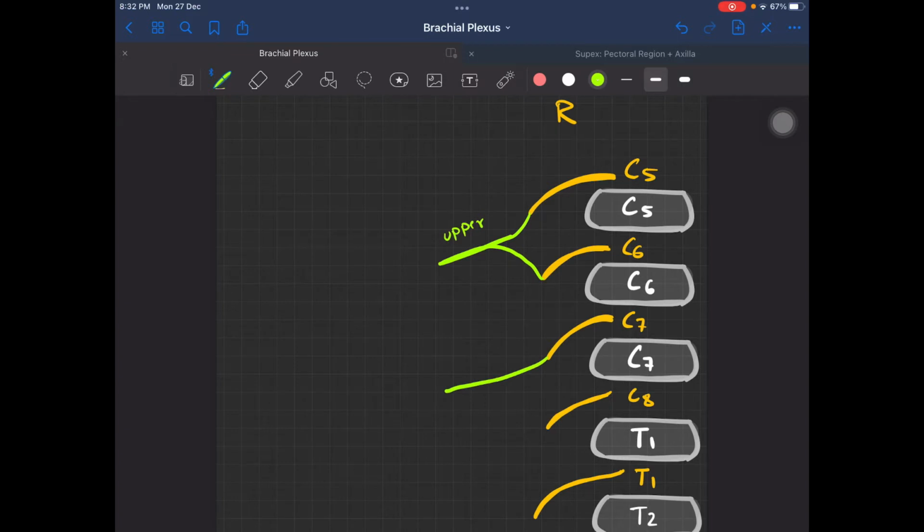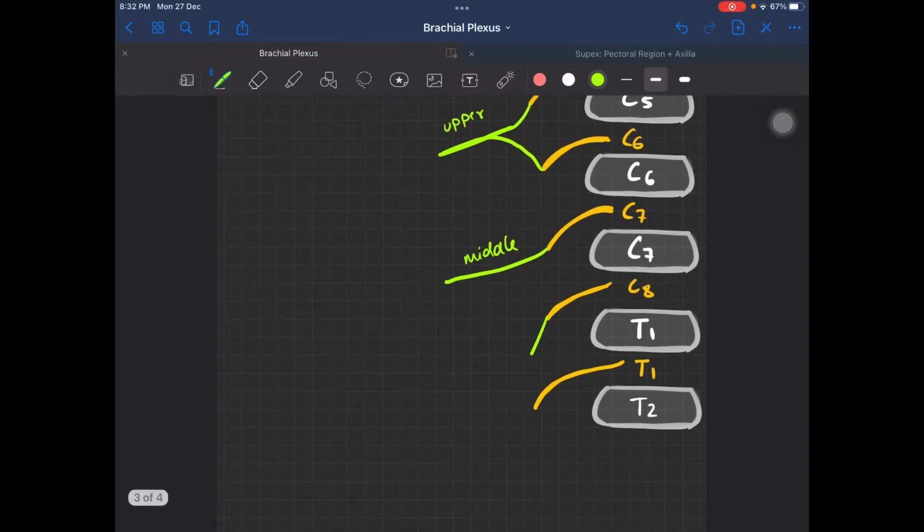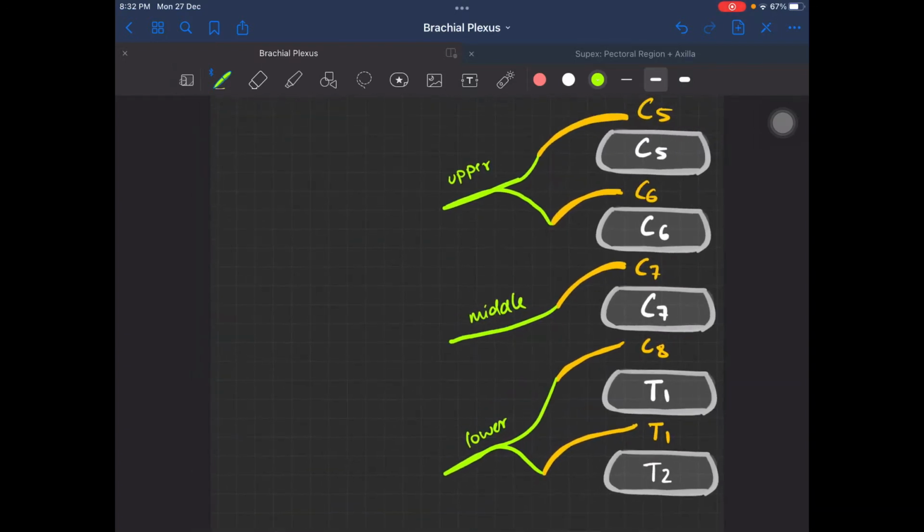C7 goes solo to form the middle trunk. C8 and T1 converge to form the lower trunk. That was simple enough.